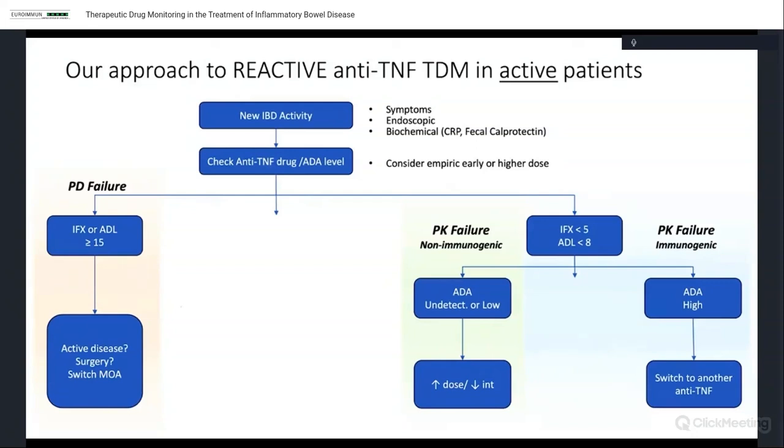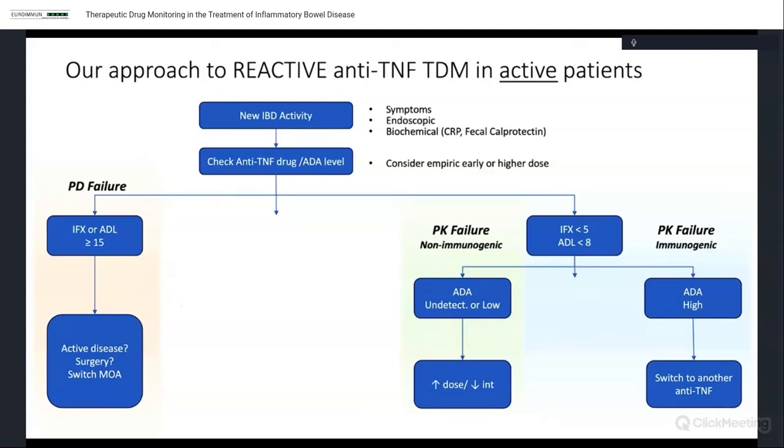On the other hand, a patient with low levels may have very high anti-drug antibody levels. And this is also a PK failure, but this is an immunogenic PK failure. It's due to anti-drug antibodies. And when they're quite high, we don't expect them to be able to reverse by an immune modulator. And if the patient previously demonstrated a response to the first anti-TNF drug, this would be an opportunity to switch to another drug within the same class.